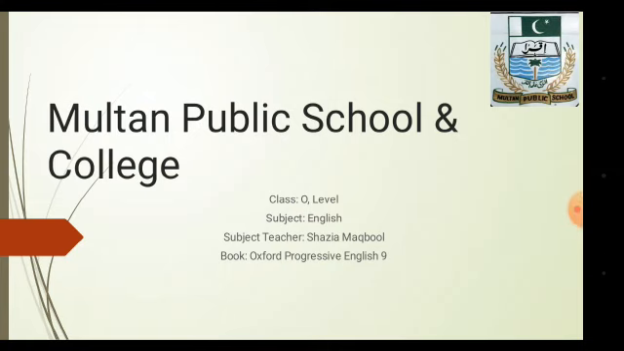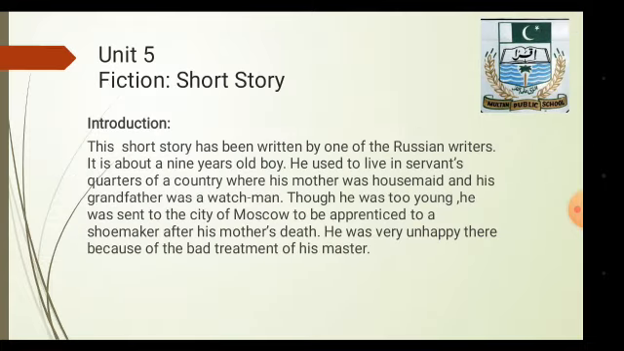Today we are going to start a comprehension from your book Oxford Progressive English 9. This is unit number 5, Fiction, a short story. That means it's not a real story, it's a fabricated story. Let me give you the introduction to this story.